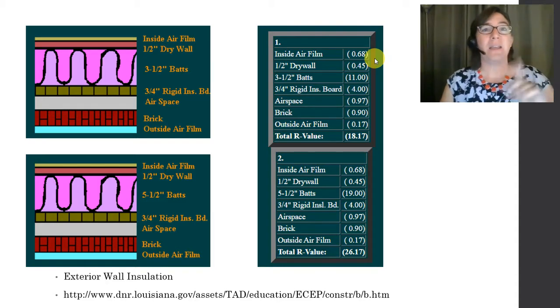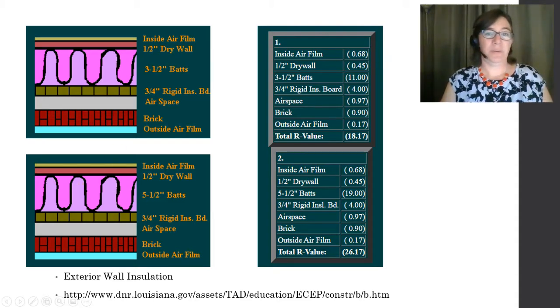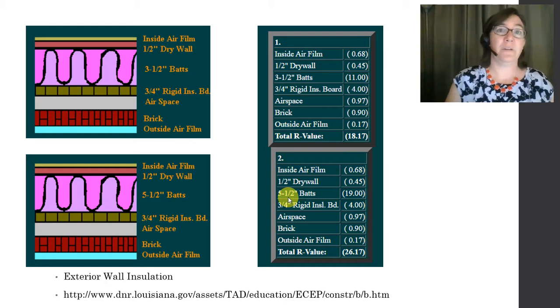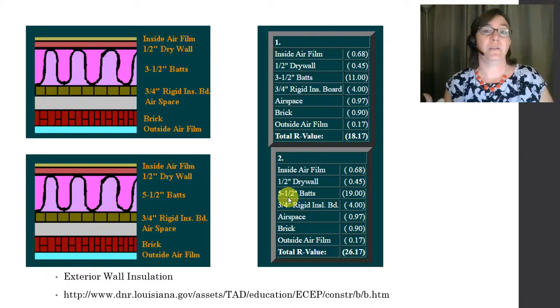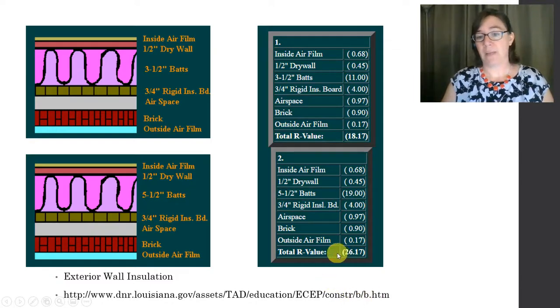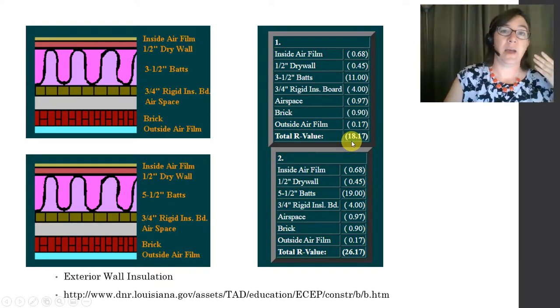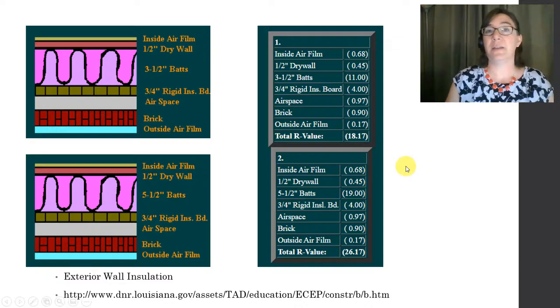Taking a look at example number 2, here we go. It's got almost the same numbers. Did you catch the difference? It was in the batt insulation. We've got 3.5 inches here, 5.5 inches there. That's the difference in using 2x4 studs versus 2x6 studs. So the total R value of the 2x6 wall was 26. The R value of the 2x4 wall was only 18, and you can see there's a fairly large difference there.